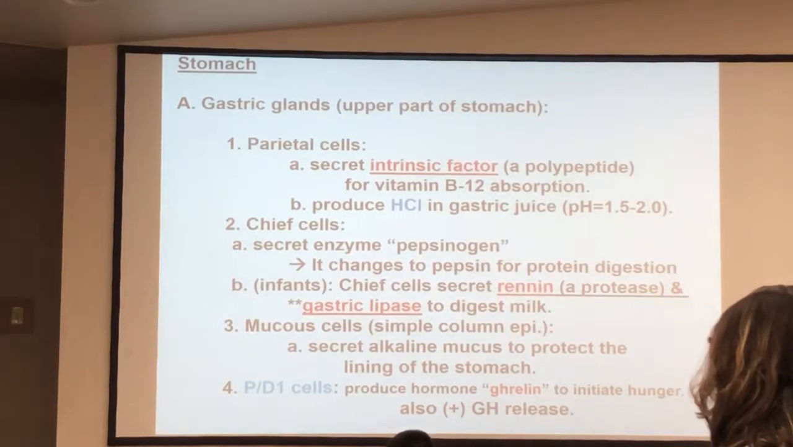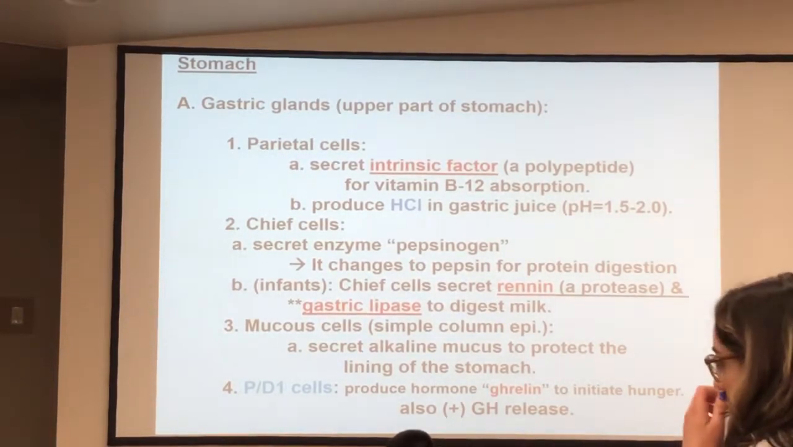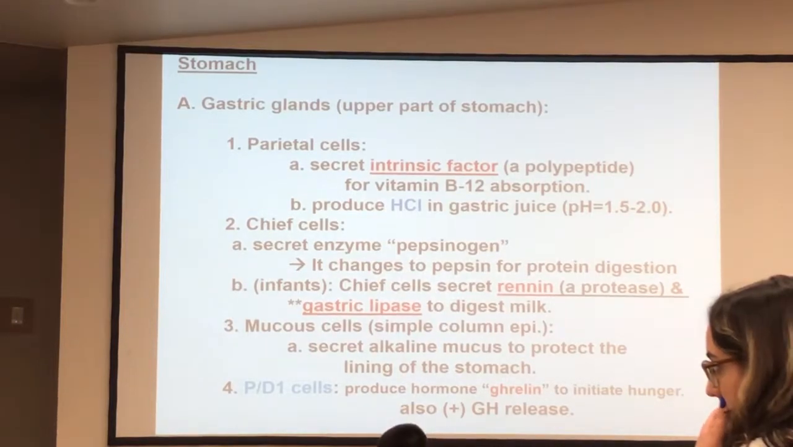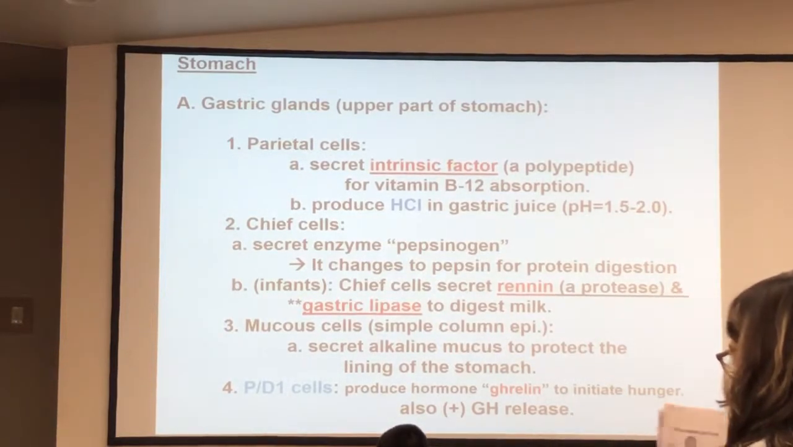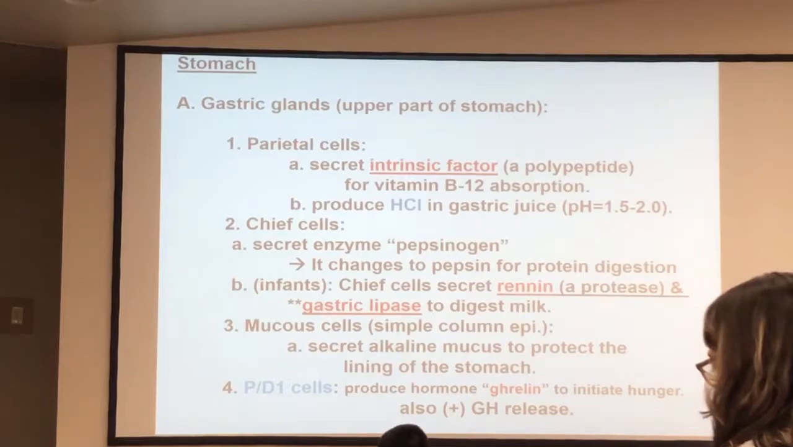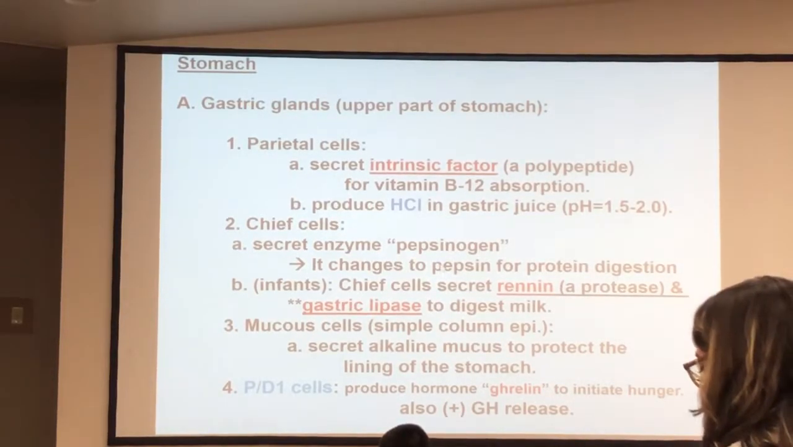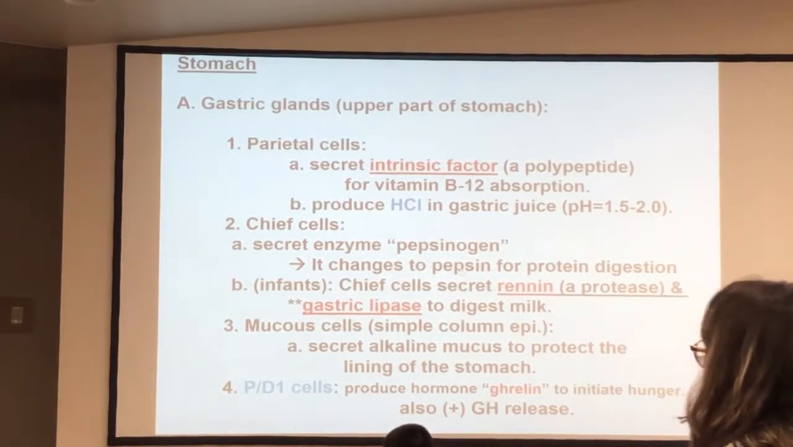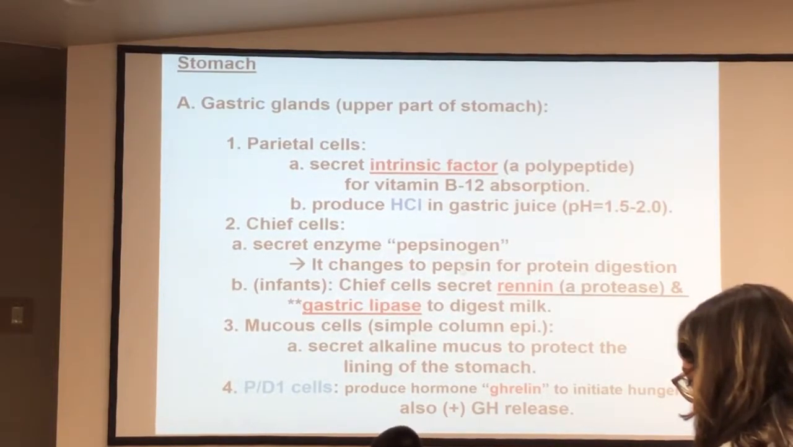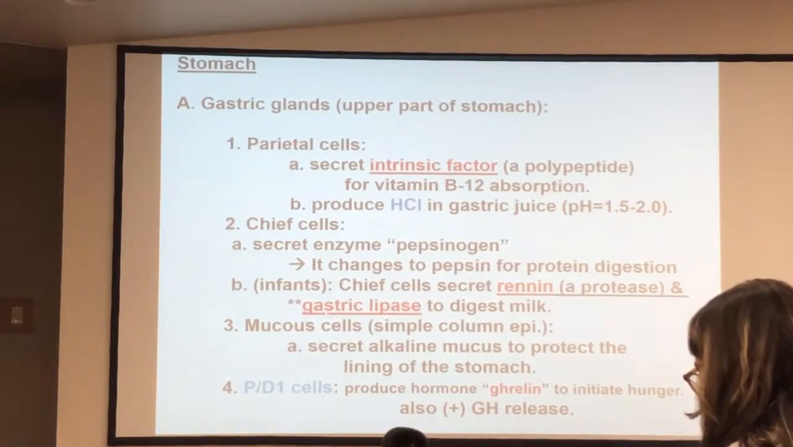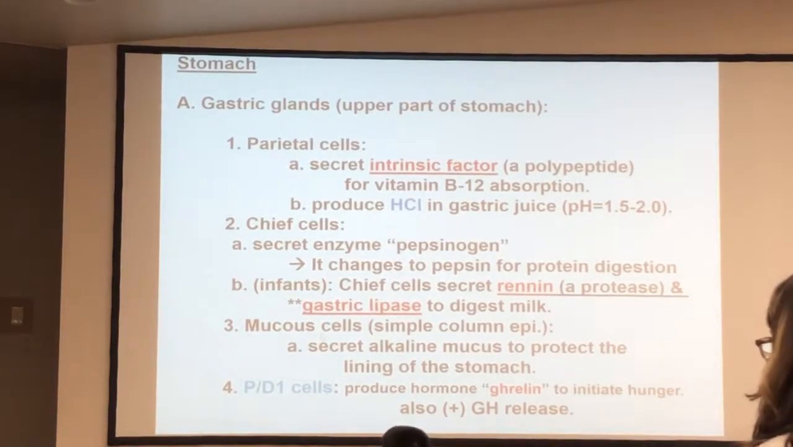It sounds like pepsin. Let's say pepsin. You think about Pepsi cola, and then you say, okay, my chief soft drink is Pepsi cola. So chief cells produce pepsin. Okay. This one also, in the infant, you have two more enzymes.